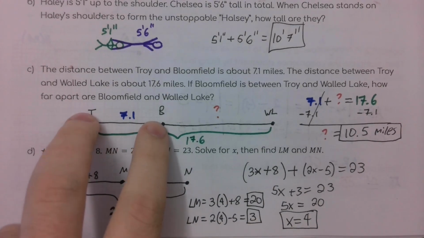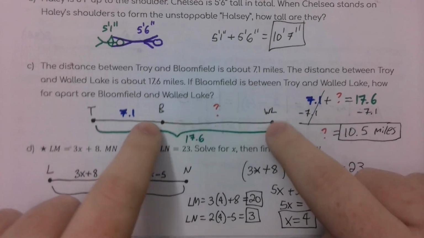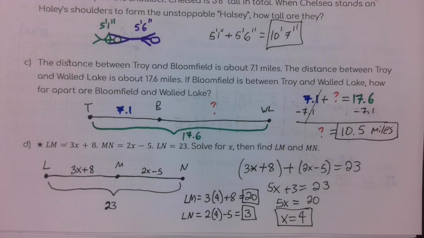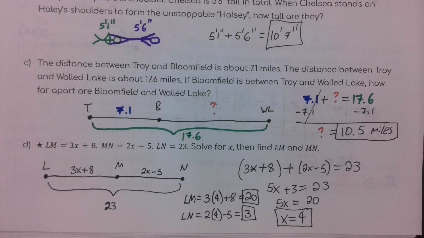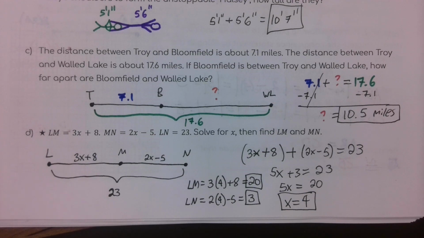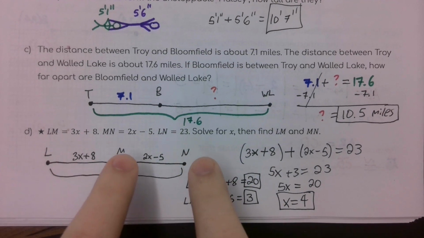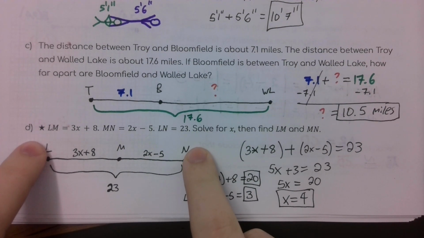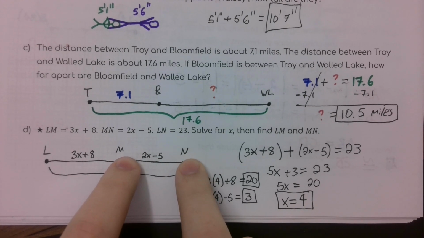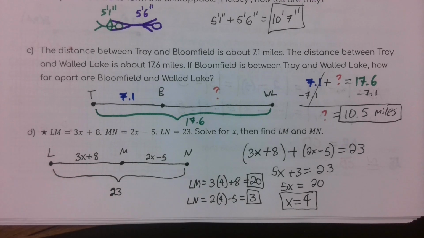So we know the distance between Troy and Bloomfield. We don't know the distance between Bloomfield and Walled Lake. And we also know that the total is 17.6. The way we would solve this is by setting up an equation and solving. Finally, for part D, this was a bit of a long one, but the idea is still the same. LM plus MN equals LN, the entire segment. So 3x plus 8 plus 2x minus 5 equals the entire length of 23. And that's an equation that we know how to solve.